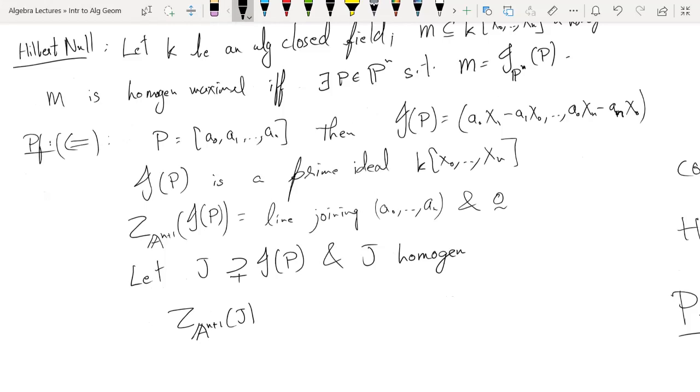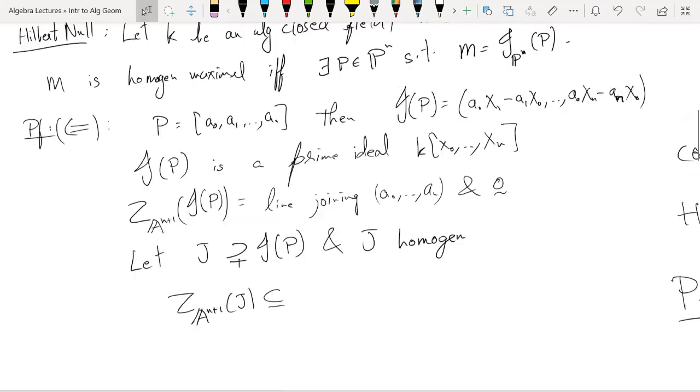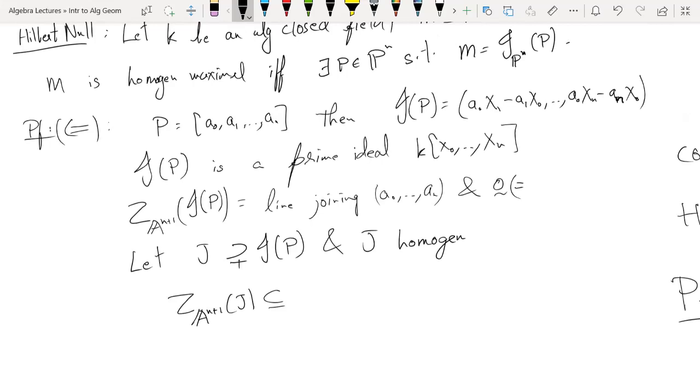So Z of J is going to be contained in this line. Maybe we'll call this line L, so that it's convenient, equals say L, and this line L is in A^(n+1). So Z of J is a proper subset of L. Yeah, it can't be equal to L because we are taking something strictly bigger, and IP is a prime ideal. So you are going to get a proper subset, properly contained in L.